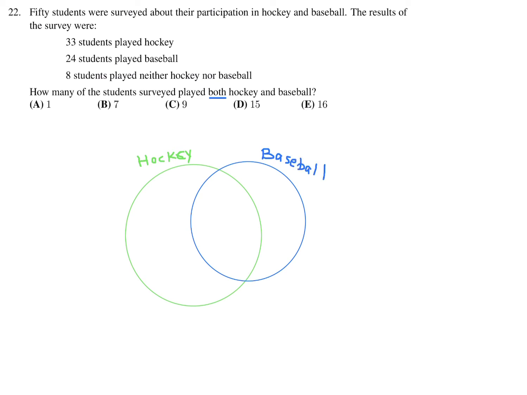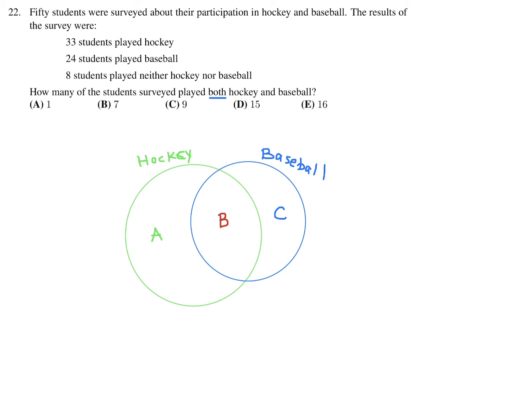And then this region in the middle here represents, I think you can kind of figure that out, those who play both hockey and baseball. And that is exactly what we want to figure out. So I'll call that region B. And then the other two regions I'll call A, and we'll call it C. Why not? Now this question, they give us a lot of important clues.